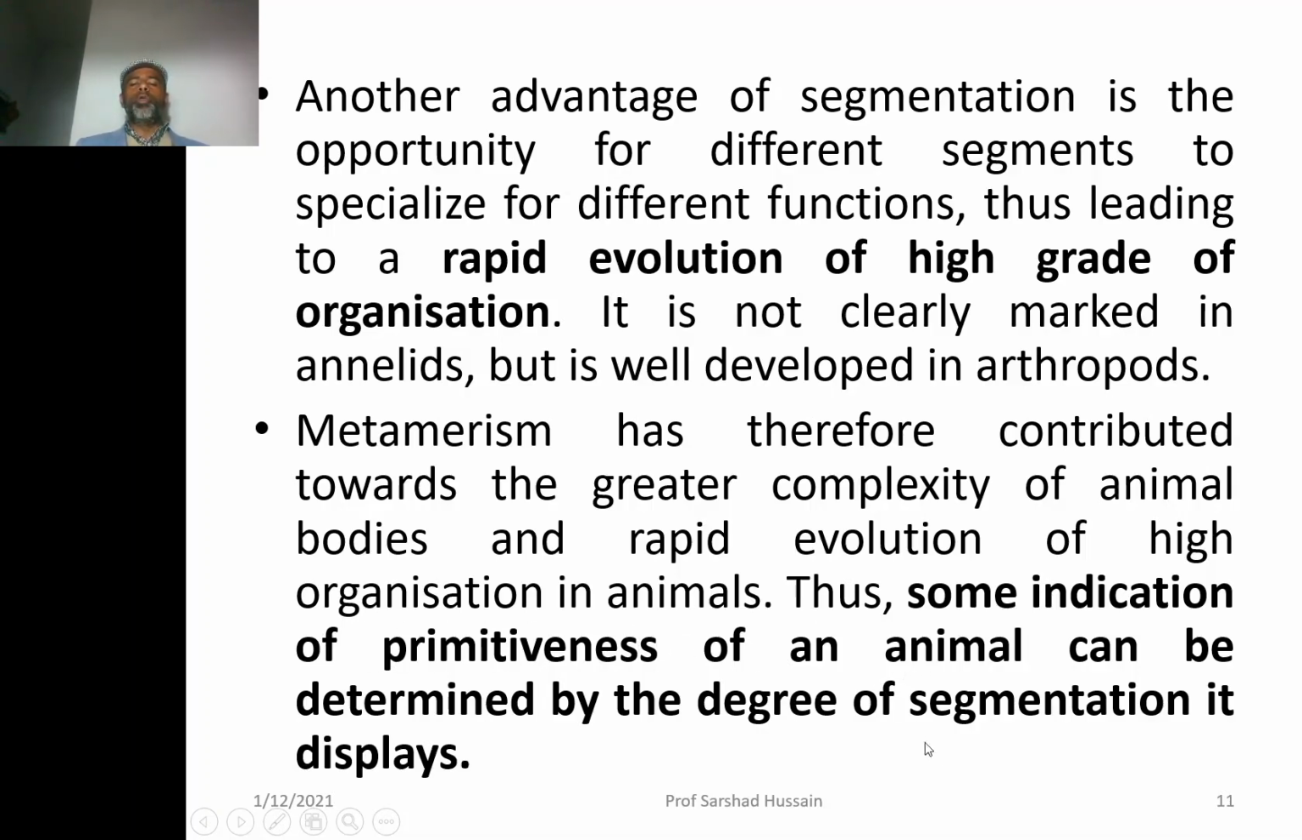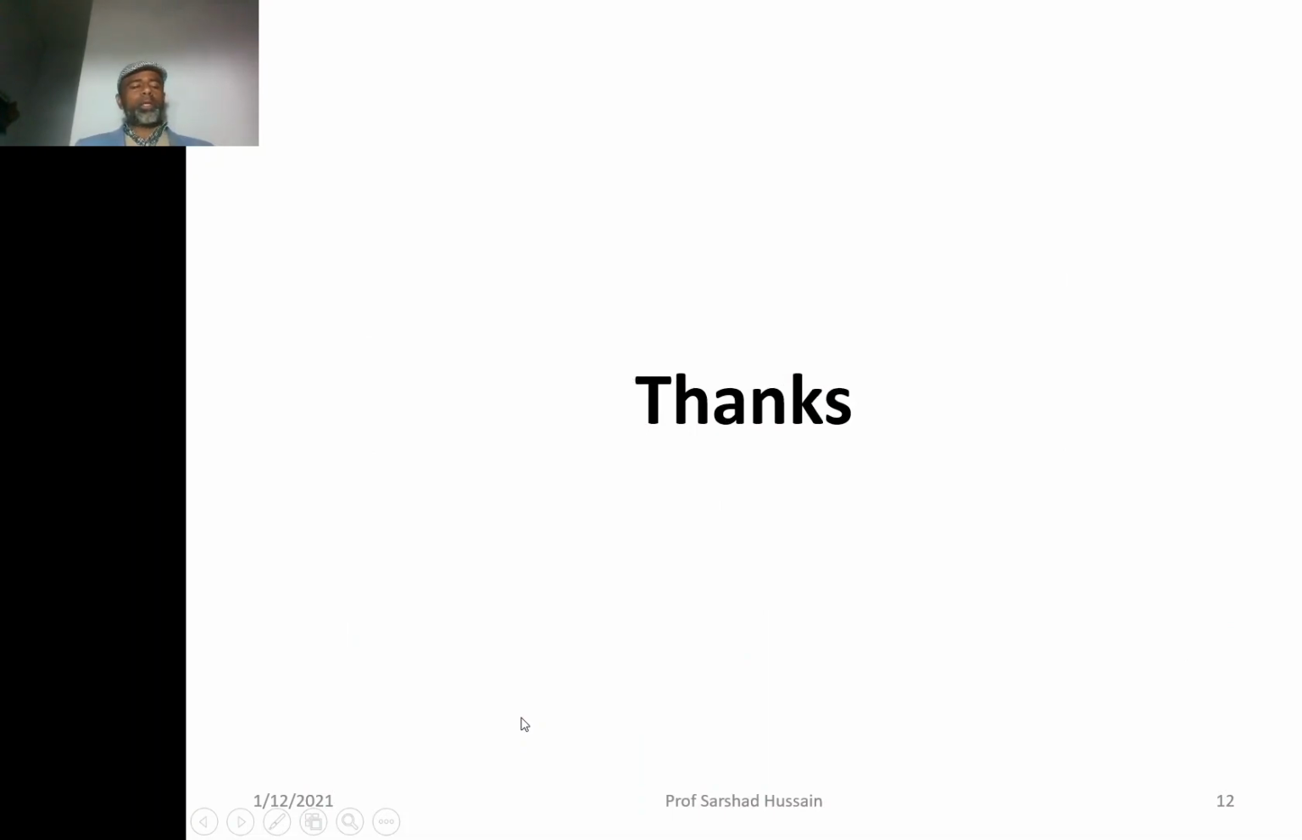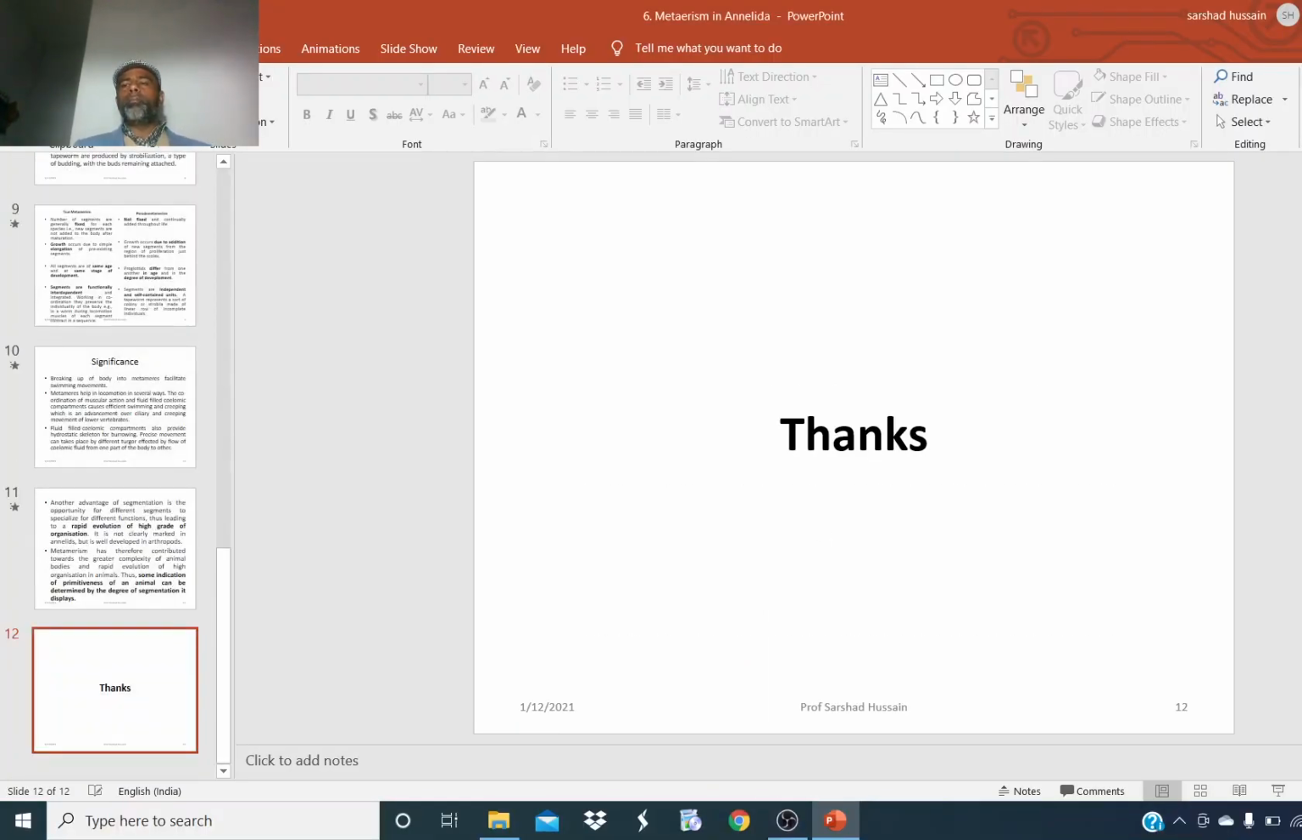So simply look at the segmentation. If the segmentation is very poor, it means the animal is not highly evolved. It is a primitive animal. If the segmentation is good, it is highly evolved. Thanks. This is all about metamerism.